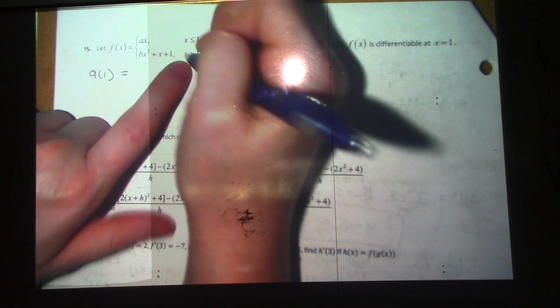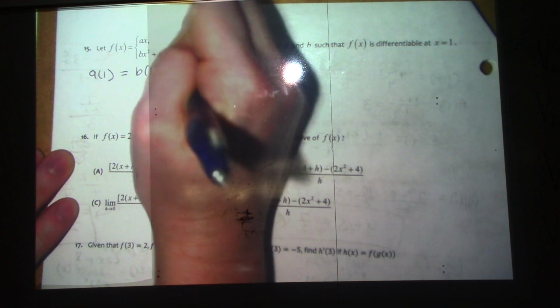Okay. Finding the values of a and b that make it differentiable. So remember, step 1 to being differentiable is it has to be continuous. I want to make the limit on either side equal. So as f of x approaches 1 from the left, that would be a times 1. I want to make that equal to the limit of f of x as I approach 1 from the right, which would be b times 1 squared plus 1 plus 1. So I have a equals b plus 2.